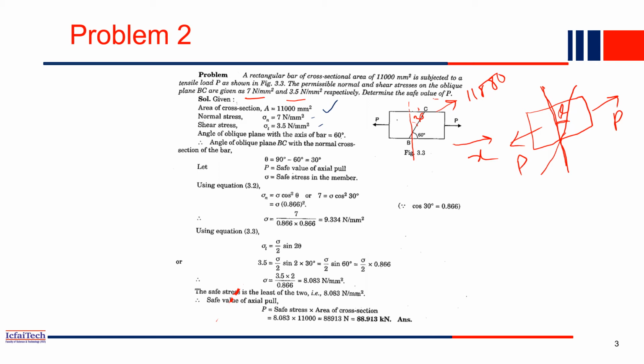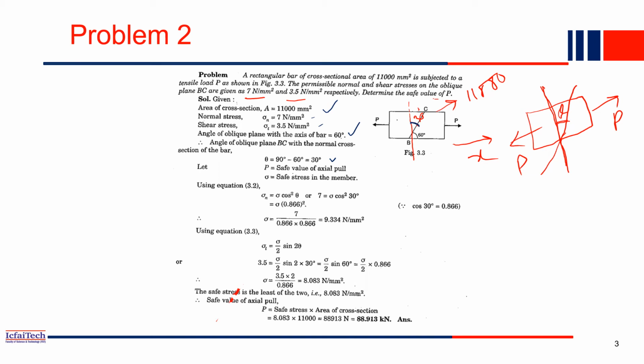The angle is given as 60 degree. But whenever we use our formulas and equations, we will use 30 degree, because when we derived our formula, we considered the angle with respect to the vertical section. So the angle of BC with the normal cross section is just 30 degree. So total is 90 degree minus 60 degree, 30 degree. This angle is what we are using.